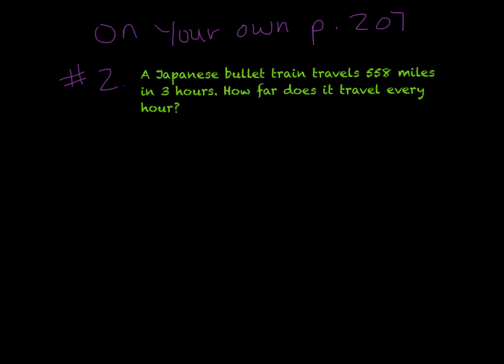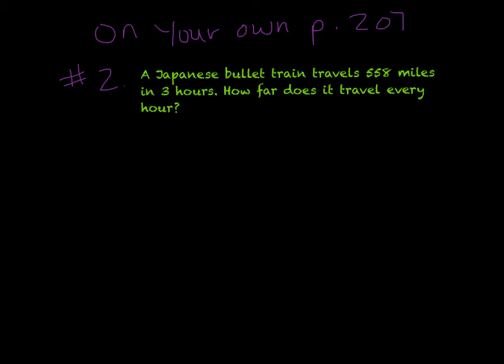All right, so the first one on page 207, the on your own, it was write another rate that represents the situation in example 1. I went over all of those, so I didn't think that was a big one to go over. So number 2 I started with. It says a Japanese bullet train travels 558 miles in 3 hours. How far does it travel every hour? What you need to realize, let me get my pen out.